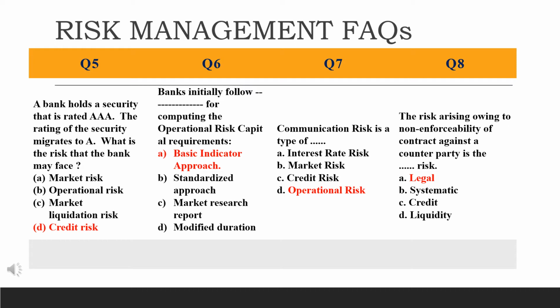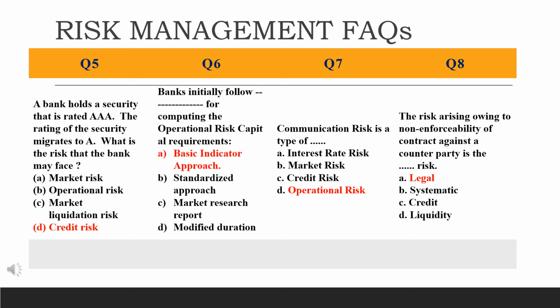The next question is: a bank holds a security that is rated AAA. The rating of the security migrates to A. So what is the risk that the bank may face? There are 4 options given: market risk, operational risk, market liquidation risk and credit risk. The answer is credit risk, option D. Why? Because a downgrading of rating is a sign of deterioration in the credit quality of the borrower and hence it's considered as a credit risk event.